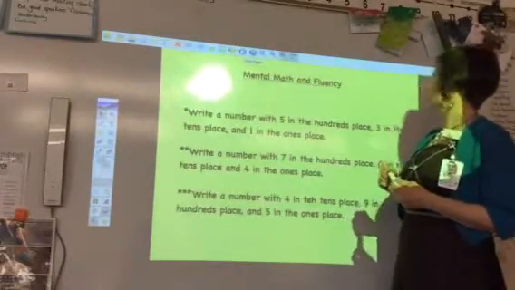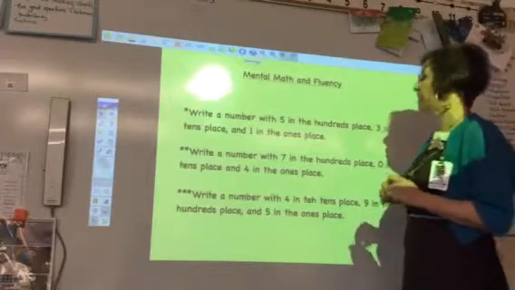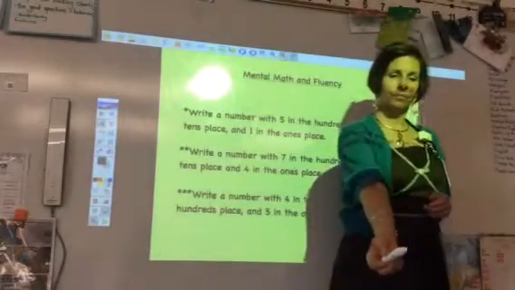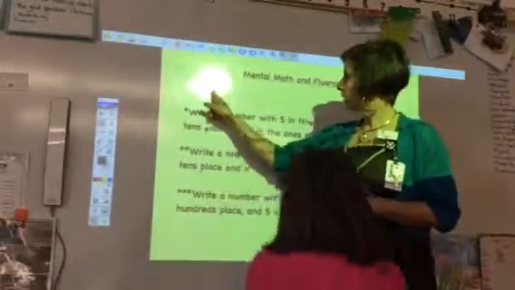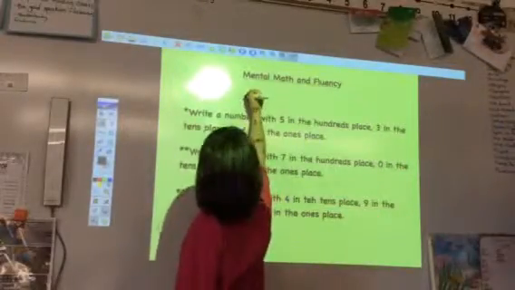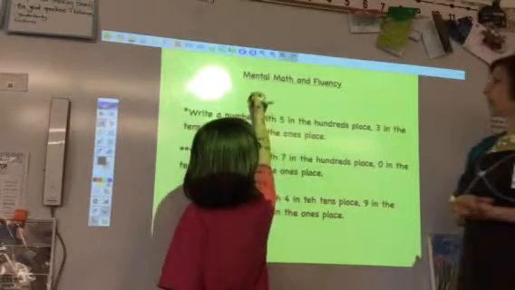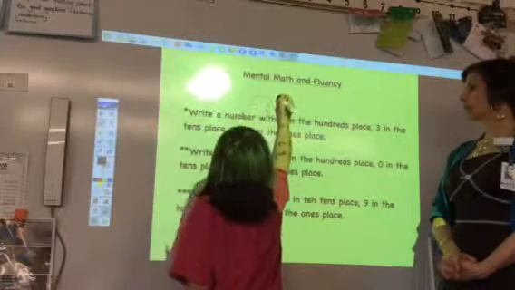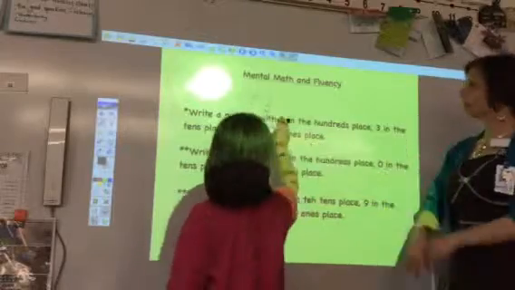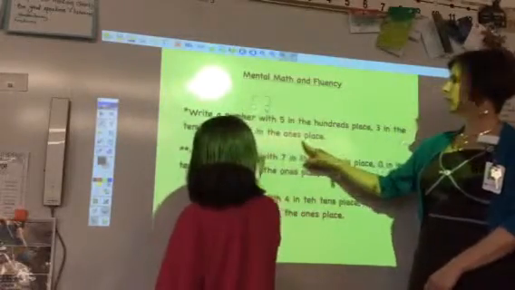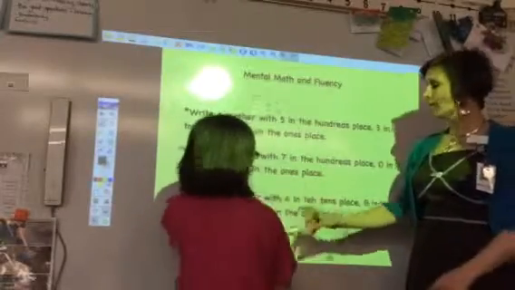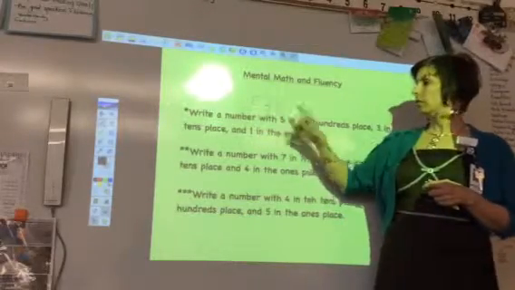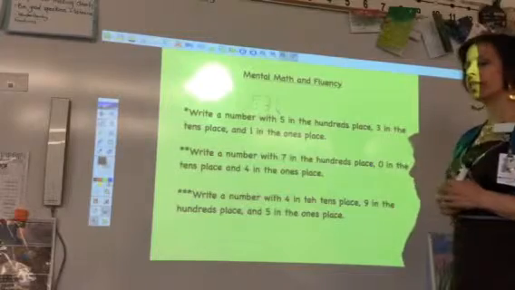Okay, it says, write a number with 5 in the hundreds place, 3 in the tens place, and 1 in the ones place. I'm going to have a friend of mine come up and write that number. Right here, my friend. 5 in the hundreds, 3 in the tens, and 1 in the ones. What's it say? 1 in the ones place. Okay, so my number that was written was 531.